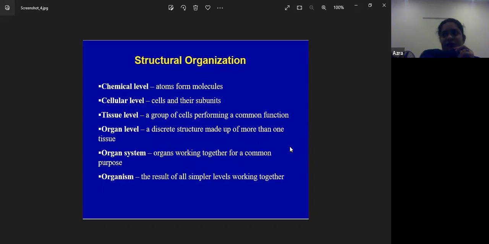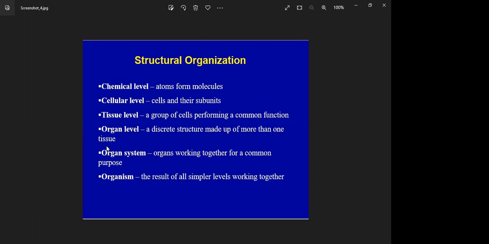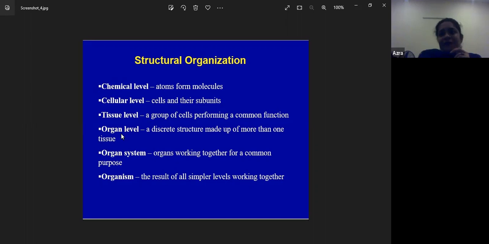Next, as we studied, the chemical level: atoms form molecules. This is the structural organization. Cellular level: cells and their subunits. Tissue level: a group of cells performing a common function. Organ level: a discrete structure made up of more than one tissue. Any structure made up of more than one tissue is called an organ. Organ system: organs working together for a common purpose. Next is the organism, the result of all simpler levels working together.